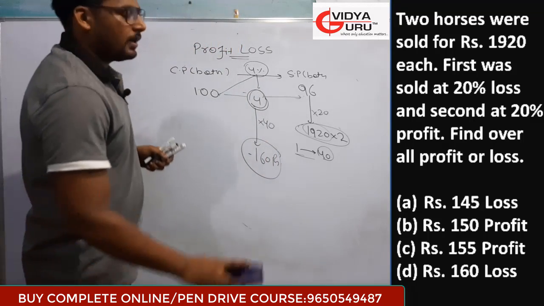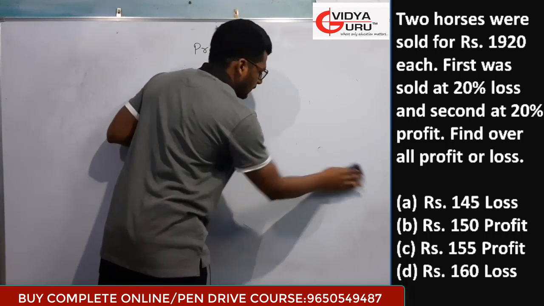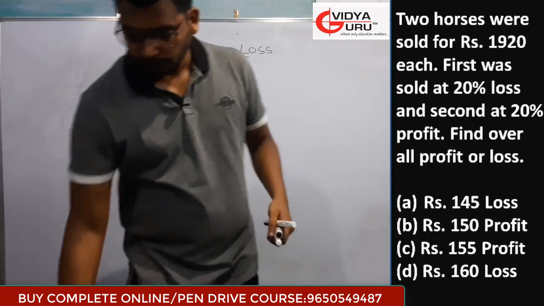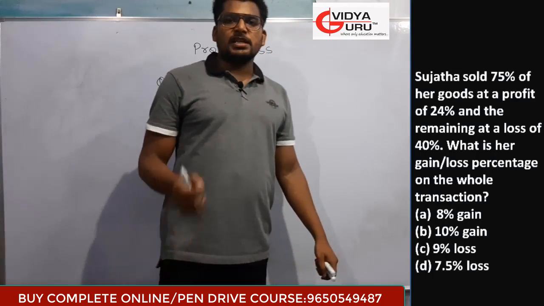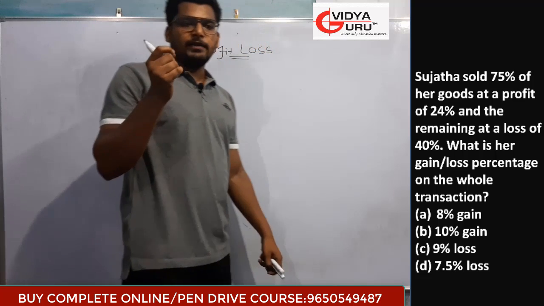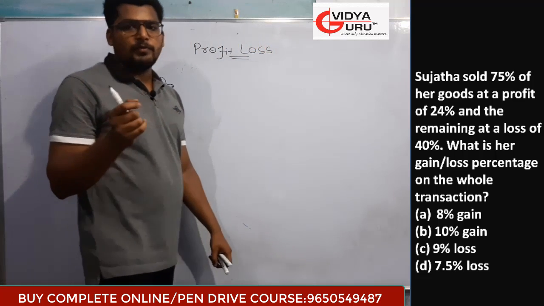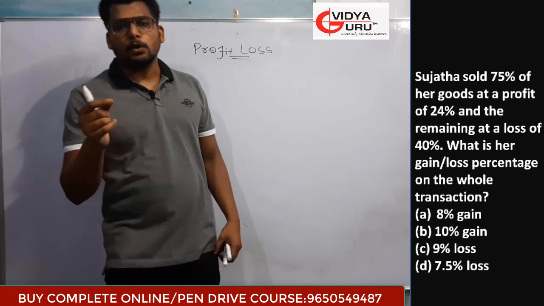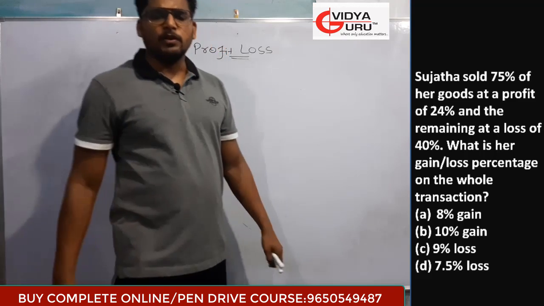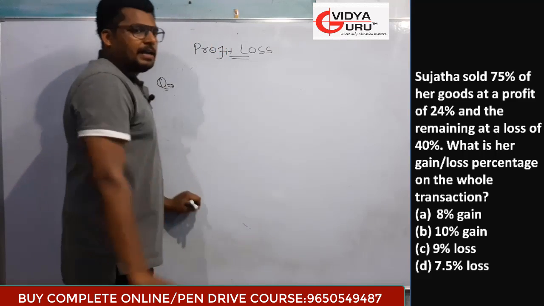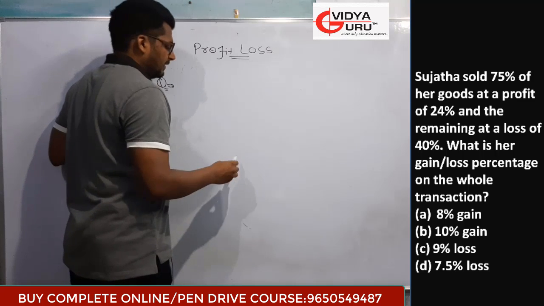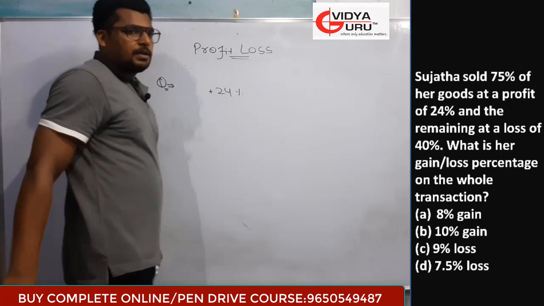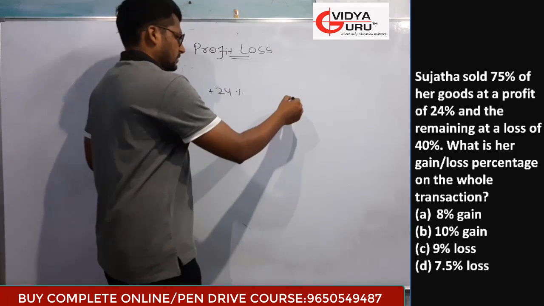So coming on to our next question. What is the next question saying? Sujata sold 75% of the goods at 24% profit and the remaining at a loss of 40%. Then what is the overall profit or loss percentage? We will apply allegation here. He sold 75% of the goods at 24% profit and the rest at a loss of 40%.